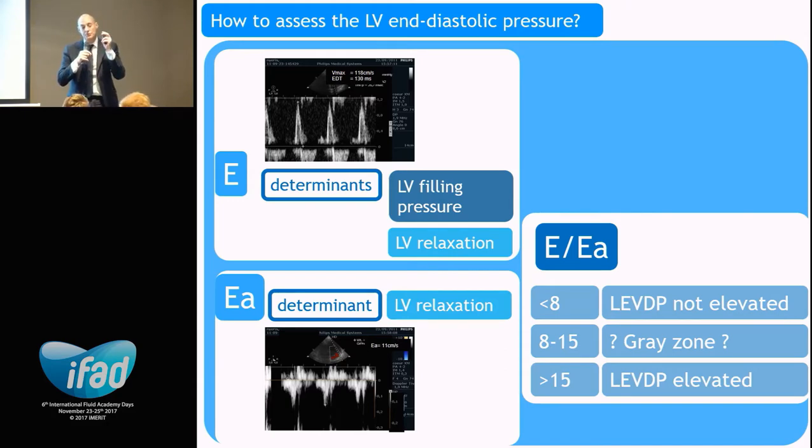And so the first thing you see here is that there is a large gray zone, a very large gray zone between around 8 and 15 or 12, where you cannot say whether the LV filling pressure is elevated or not. And this is a big problem.